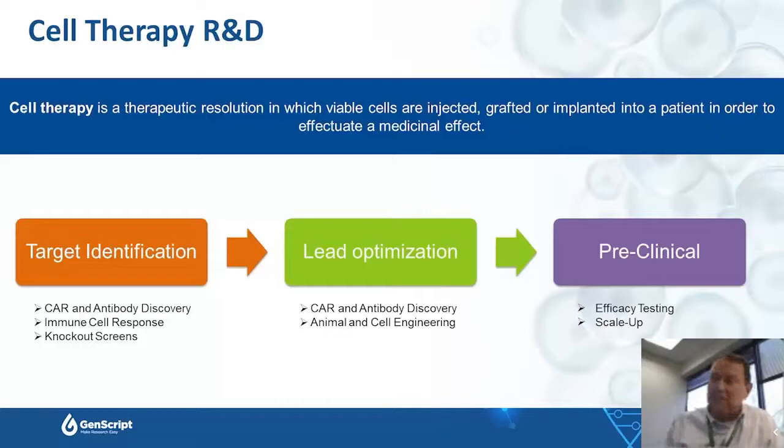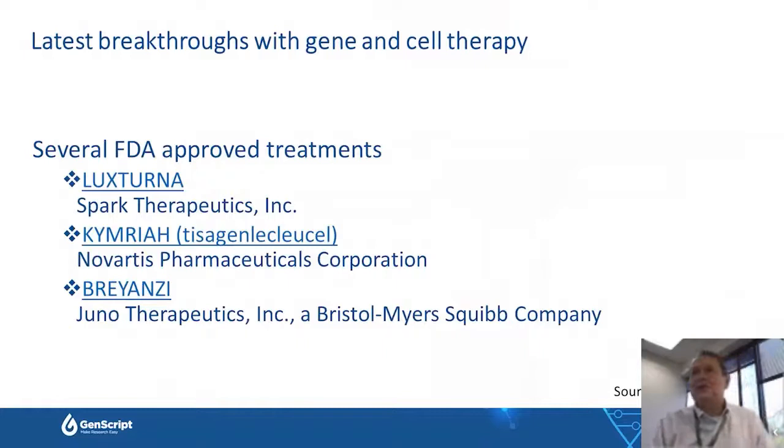Several of the gene and cell therapies on the market to date are Luxturna and Kymriah, which came out at the end of 2017, and Breyanzi, which came out recently. Luxturna is a Spark Therapeutics product that introduces the RPE65 gene to recover blindness in patients. The patient population is about 1,000 to 2,000 patients a year, and Roche owns Spark now.